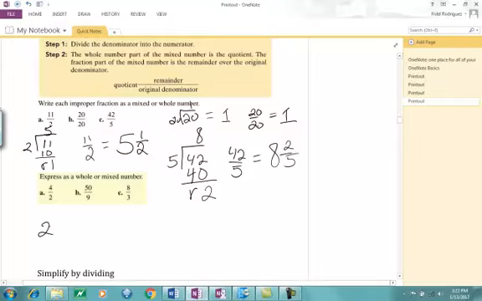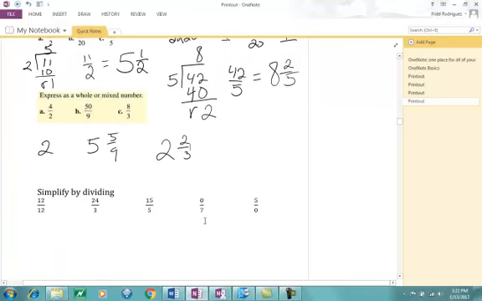For the first one, you should just get 2. For part B, you should end up with 5 and 5 over 9. And for C, you should end up with 2 2/3.